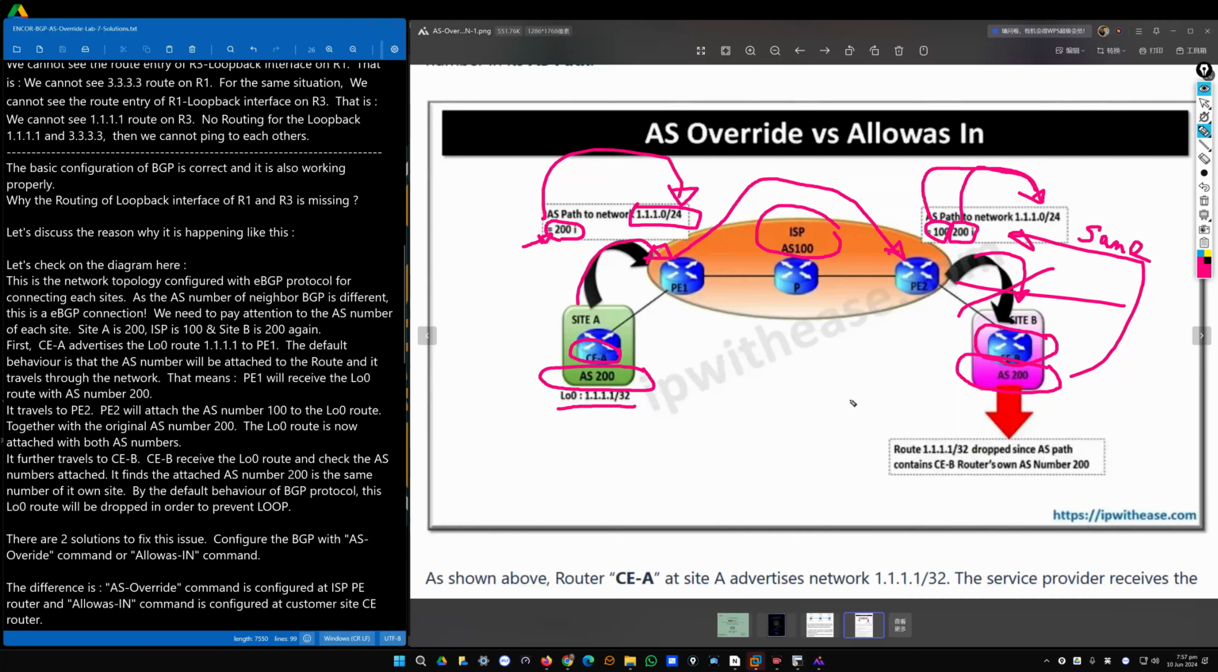There are two solutions to fix this issue. Configure BGP with the AS override command, or the allowas-in command. The difference is that the AS override command is configured on the ISP router. The allowas-in command is configured on the customer side CE router.